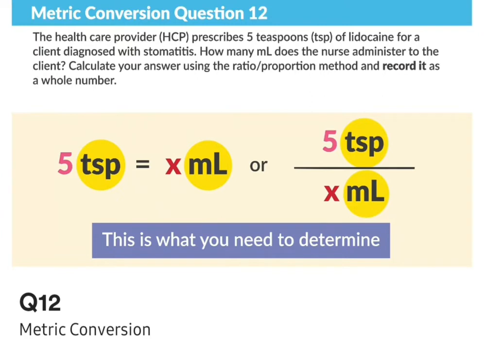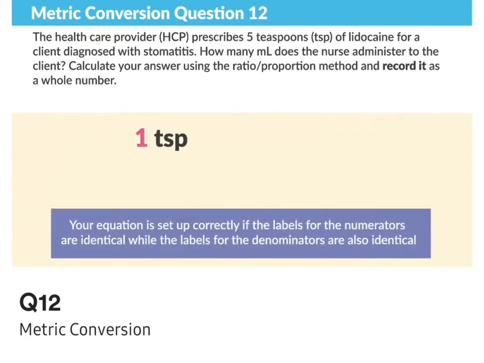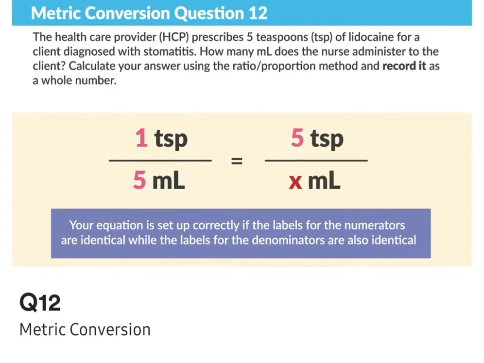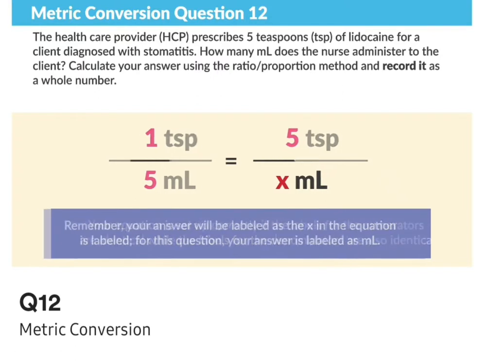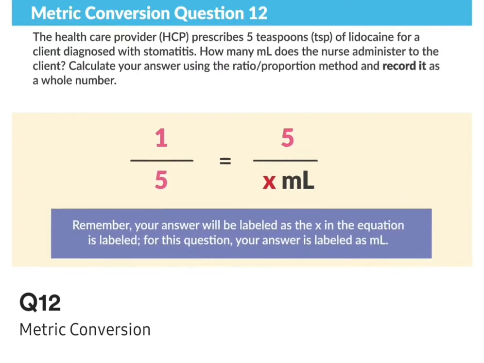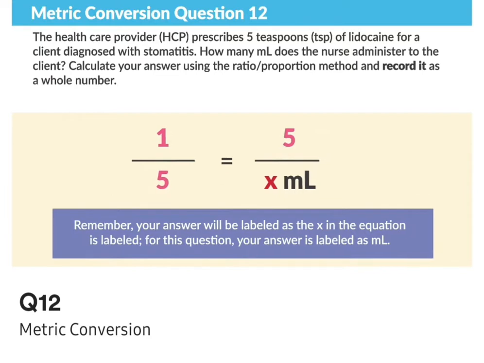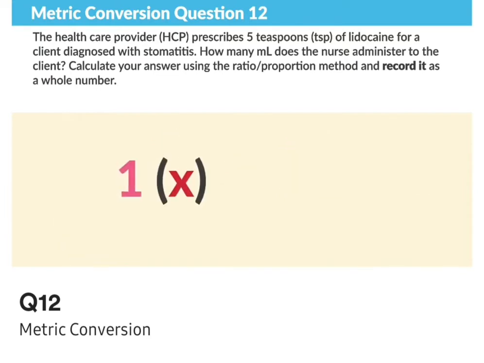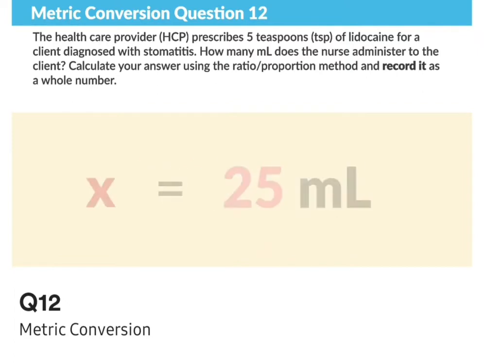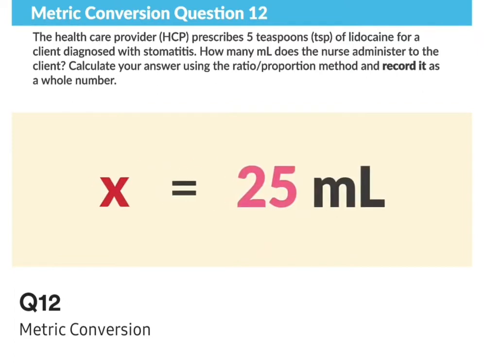Now let's set up the equation here. So 1 teaspoon over 5 mLs, and we're looking for 5 teaspoons over X mLs. Now we simply drop the labels, so we have 1 over 5 and 5 over X. Now we solve for X by cross multiplying here. So 1 times X and 5 times 5. So X equals 25. So our correct answer is 25 mLs, or basically 25 milliliters.